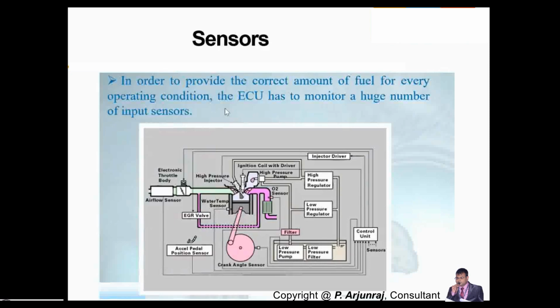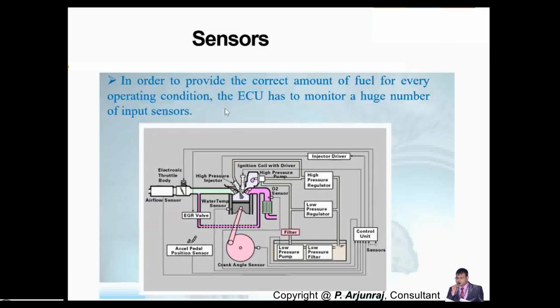And again, the speed of the vehicle also comes into the picture. The speed of the engine also comes into the picture. So accordingly, you need to inject the fuel. At lower speed, if you inject more fuel, it becomes unburned fuel, so you get a higher hydrocarbon output. So you get higher emission if you inject more fuel, because you are injecting fuel unnecessarily, which will not get burned.